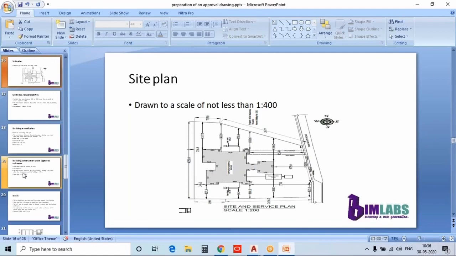And you can see that this site plan includes, first of all, you have to keep in mind that the site plan should be drawn to a scale of not less than 1:400, and it should be fully dimensioned. Okay, like this. Your site plan should be fully dimensioned, and you have to place this site plan on your approval drawing with a scale not less than 1:400. Okay, and on the site plan, the boundaries of the plot should be shown, and the position of the site in relation to the neighboring street and its main access should be shown.